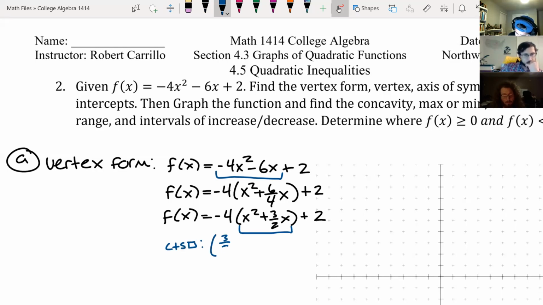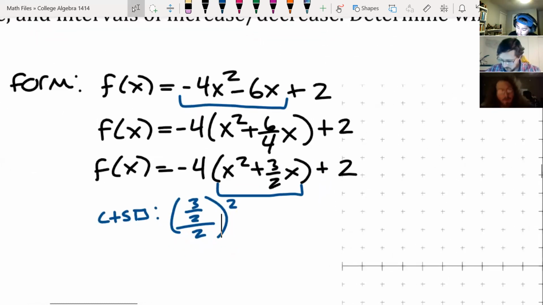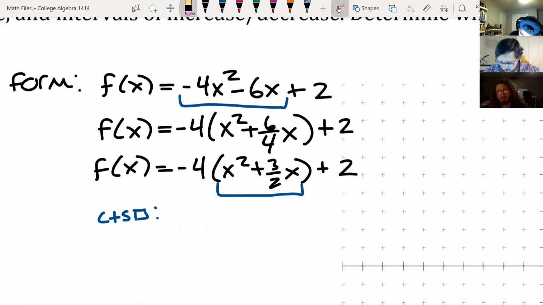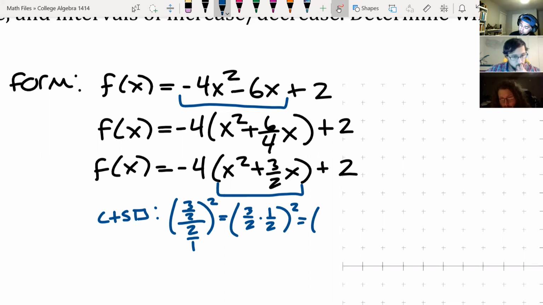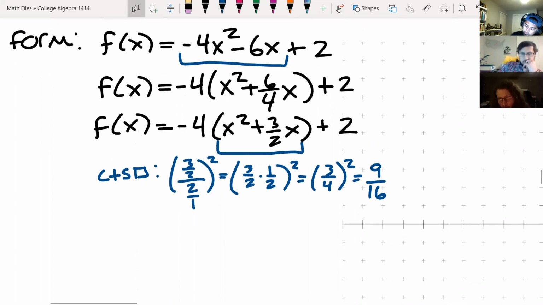So I'll say 3/2 divided by 2 squared. Let me zoom in. I'll rewrite that. And what's going to happen here is that you have to put this 2 over 1 and multiply by the reciprocal, which will then give me 3/4 squared, which will then give me 9/16. Ugly, ugly, ugly. And now we're ready to put it back in.